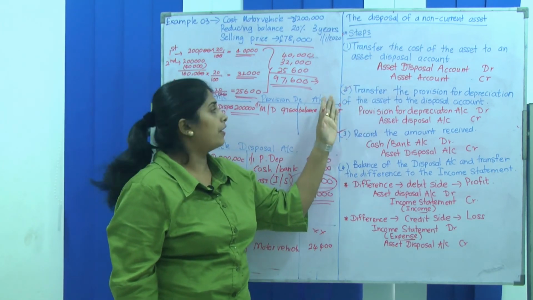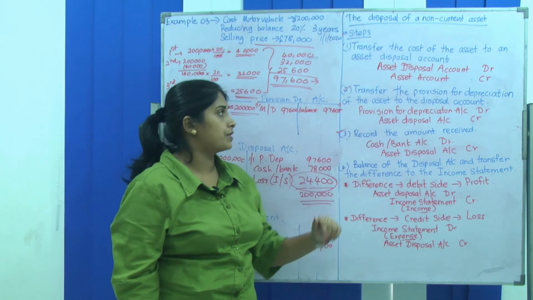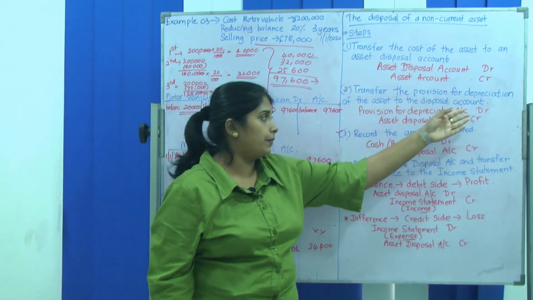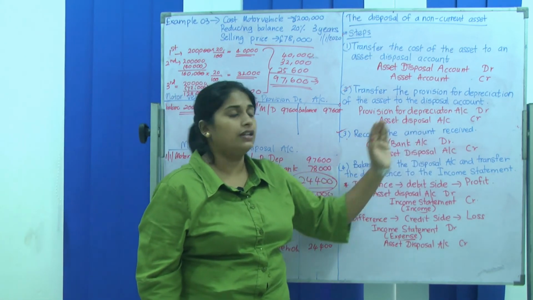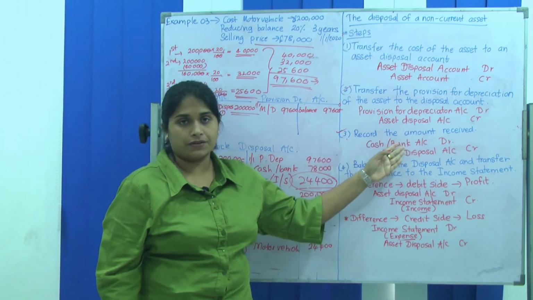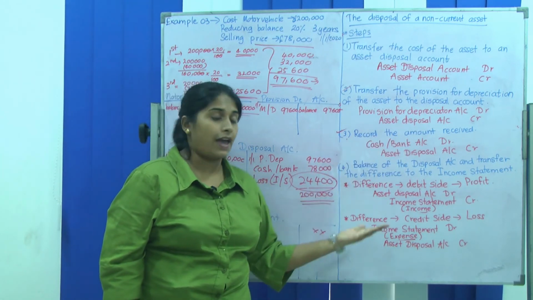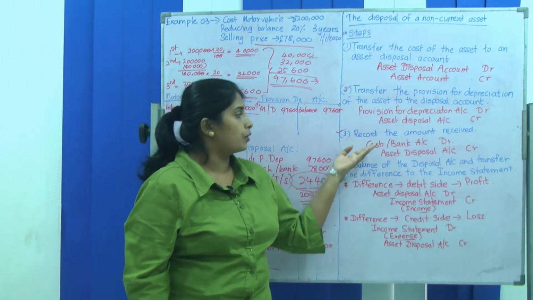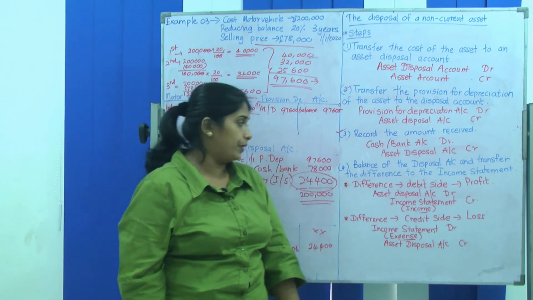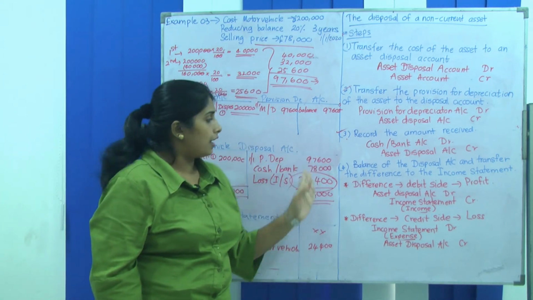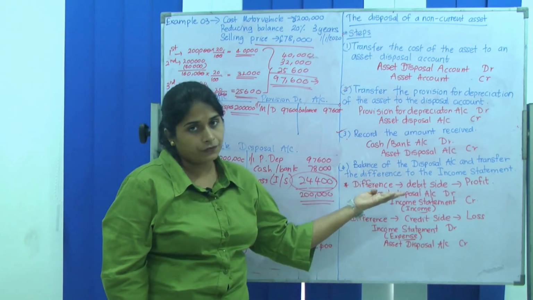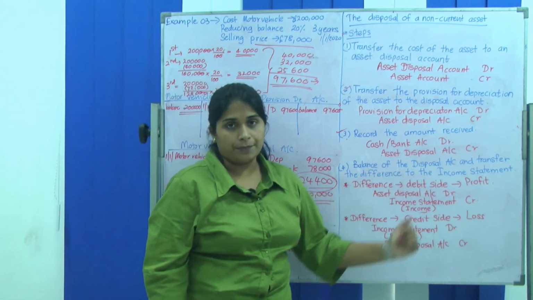Then the second step, where you have to transfer the provision for depreciation. The double entry is provision for depreciation account will be debited and the particular disposal account will be credited. And third one, you have to record the amount that you are receiving, and it can be from cash or using a cheque you receive. So particular cash or bank account will be debited and the asset disposal account will be credited. Then the fourth and the last step is you have to balance off the disposal account and you have to transfer the difference that you get to the income statement.